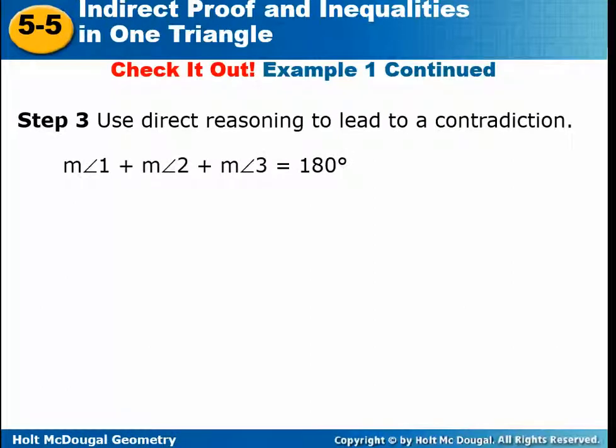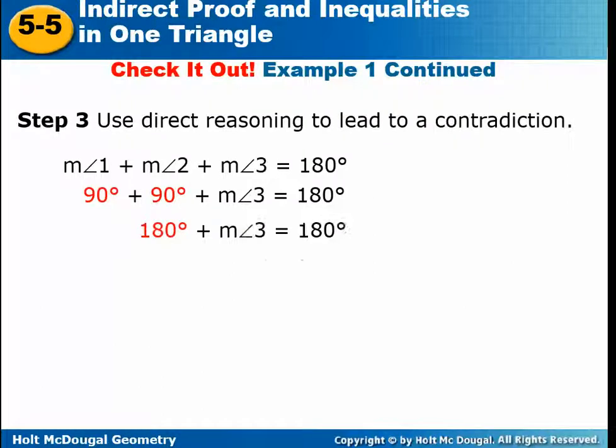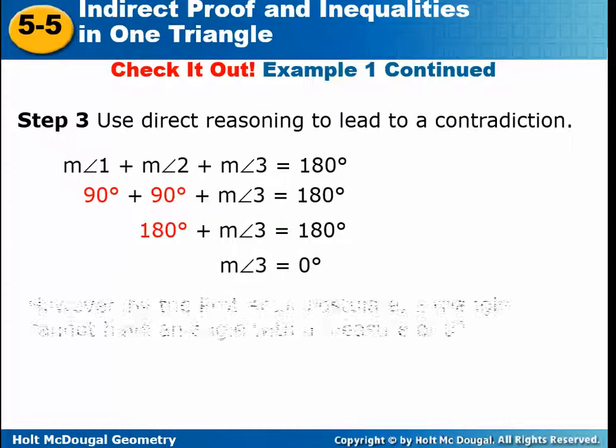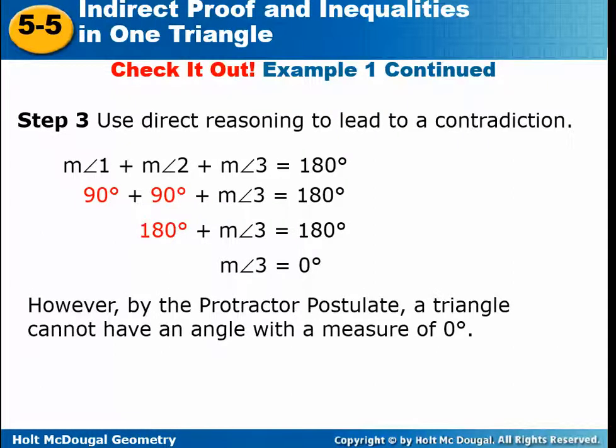Let's see. We'll start with the triangle sum theorem. Now let's say that it does have two right angles. That means that two of them, and it didn't matter which two you plugged in, would be 90. But if we subtract 180 from both sides, we would get the measure of angle 3 was 0 degrees. How can you have a triangle with an angle measure of 0?